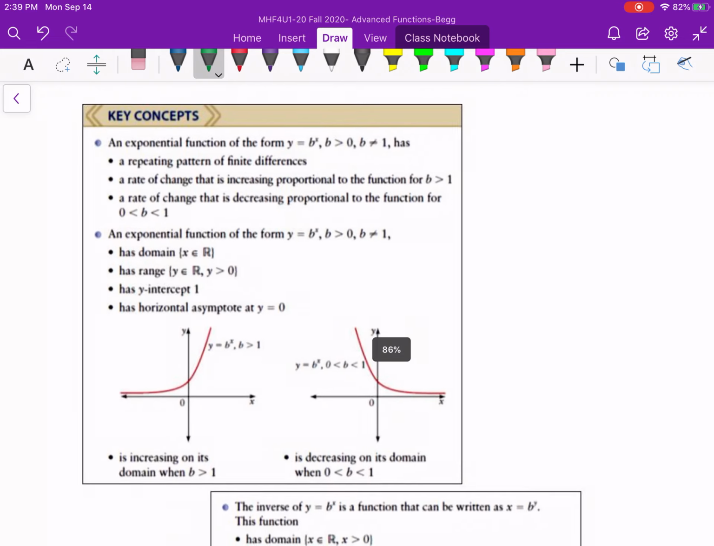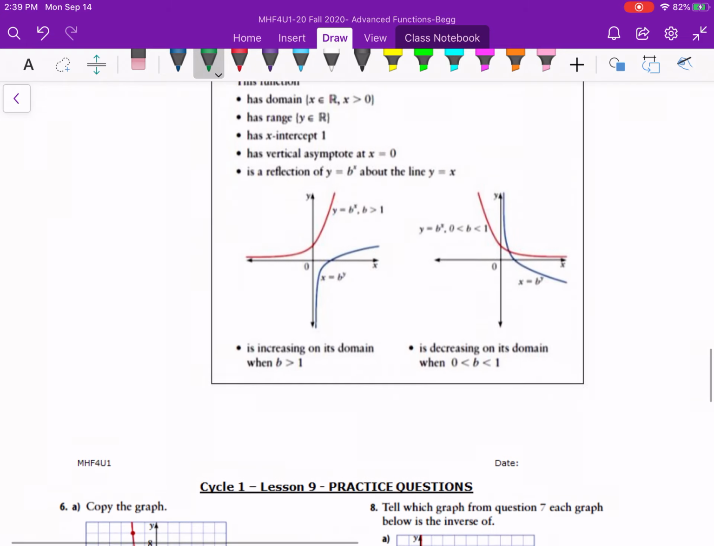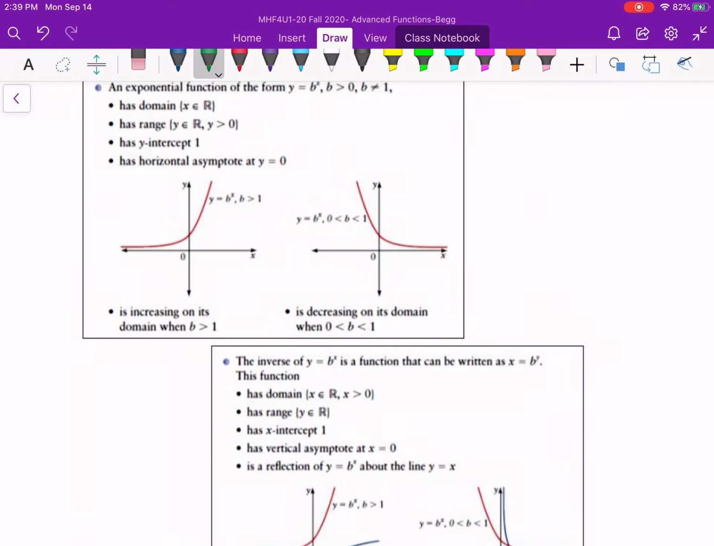All right, here is a collection of key concepts which you can read over on your own. I won't read it to you, but that's it for our introduction to exponentials and their inverses.